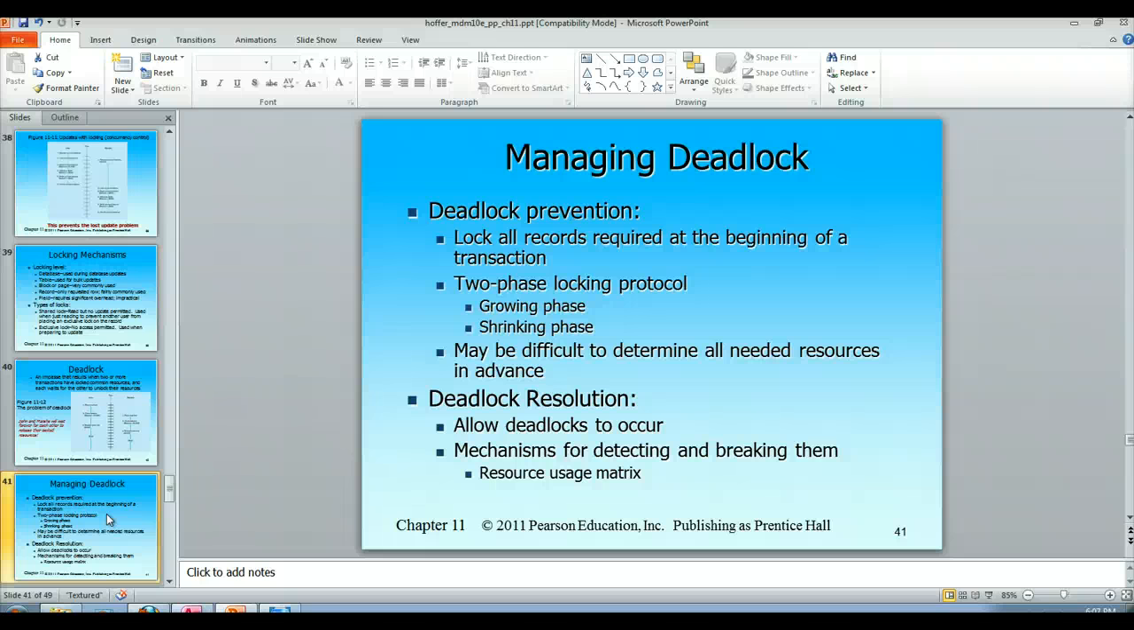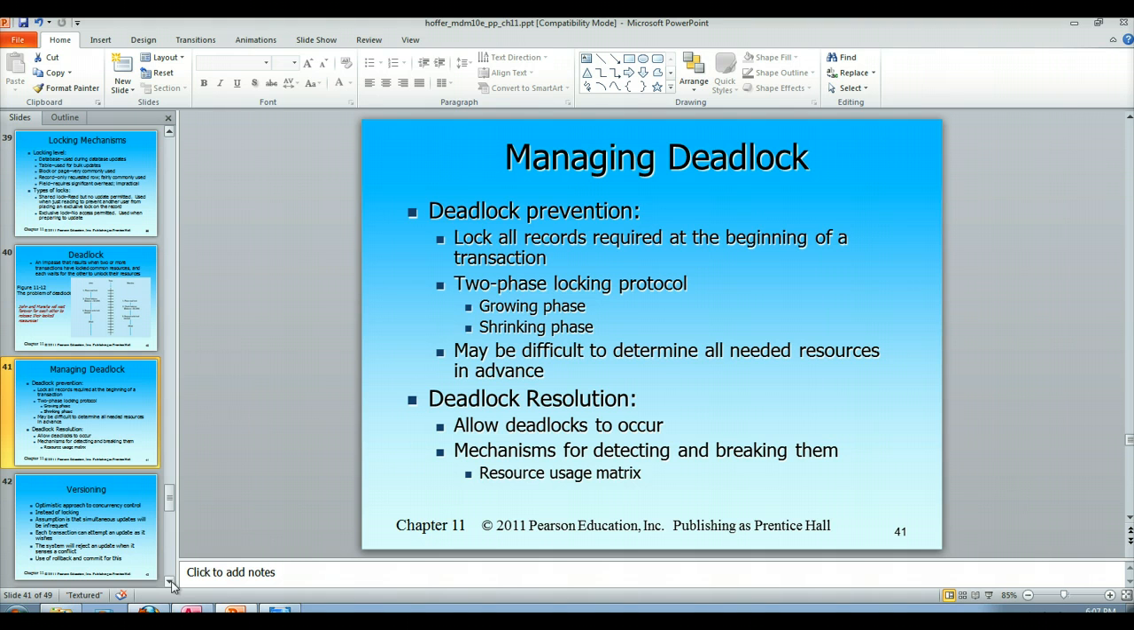So you're allowing them to occur, and then you put a mechanism in place for detecting and breaking them. For all intents and purposes, killing someone's session. In the previous example, you would kill Marcia's session so that John could continue with his locking.